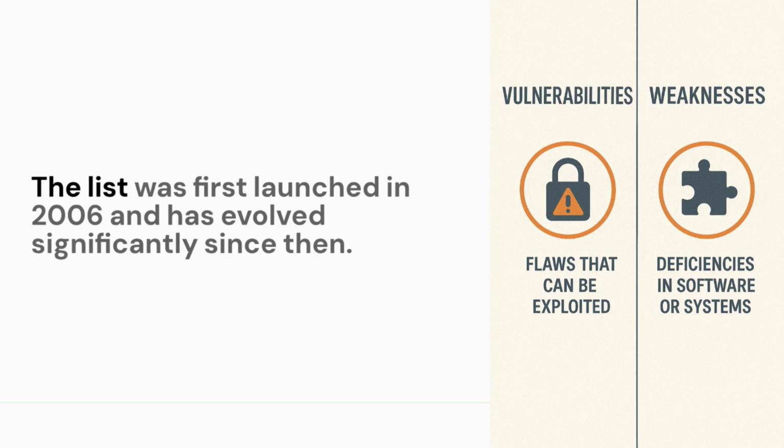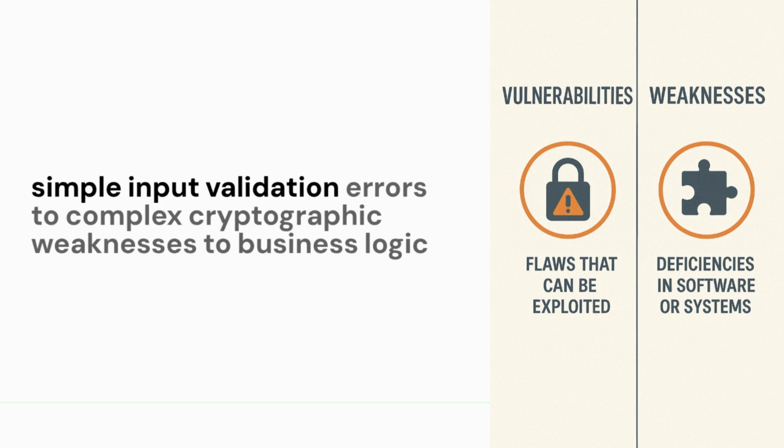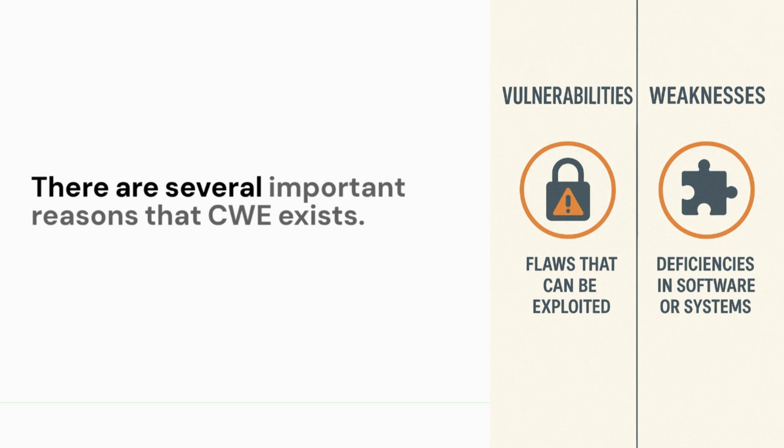The CWE list was first launched in 2006 and has evolved significantly since then. As of 2025, there are over 900 different CWE entries, covering everything from simple input validation errors to complex cryptographic weaknesses to business logic flaws. There are several important reasons that CWE exists.